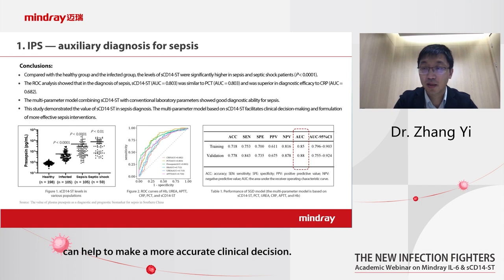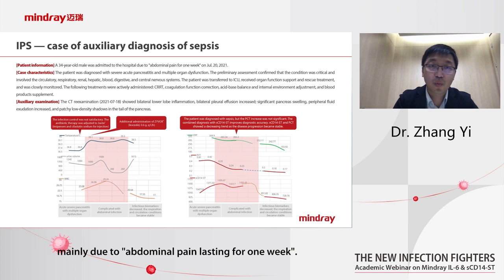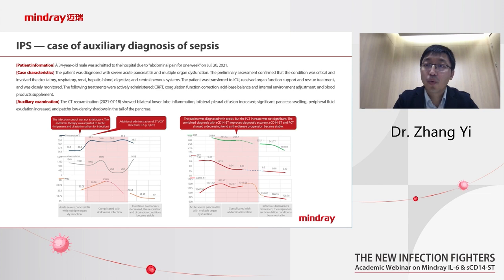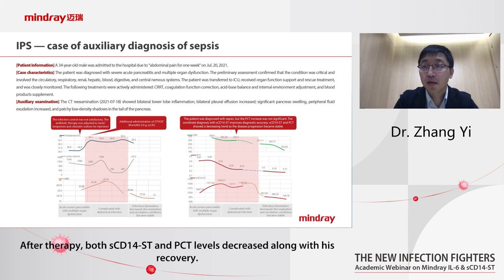As an example in this study, a 34-year-old male patient was admitted to the hospital mainly due to abdominal pain lasting for 1 week. This patient was presenting acute pancreatitis with multiple organ dysfunction and had sepsis. His PCT increased slightly, which combined with sCD14-ST could further improve the diagnostic accuracy. And then after therapy, both sCD14-ST and PCT levels decreased along with his recovery.